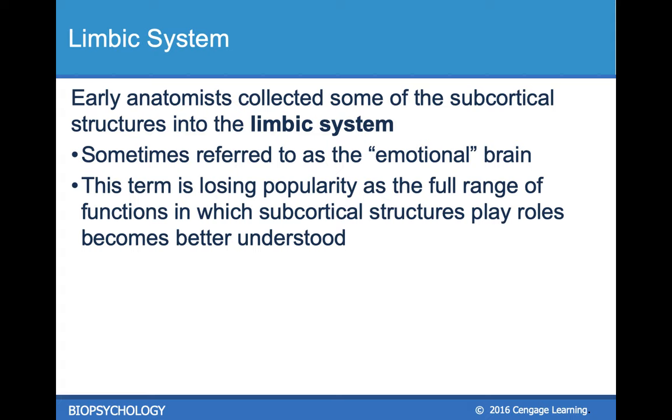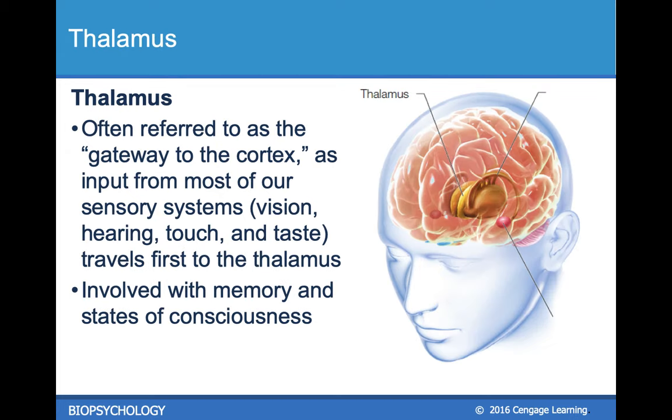We don't usually call it the emotional brain so much anymore, but you might hear some instructors in the future, if you take a neuroscience class, calling it the emotional brain. But we're going to be calling it the limbic system. And again, these are subcortical structures. So the first one is the thalamus.